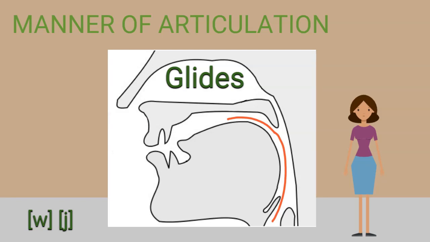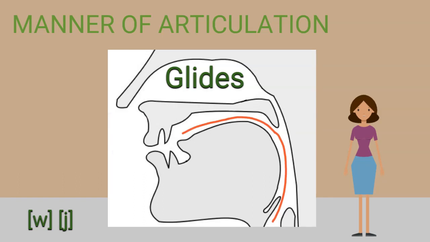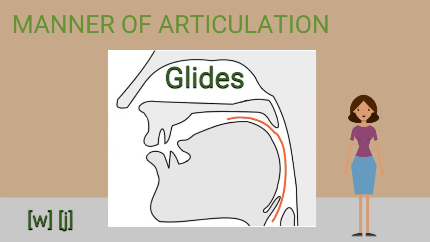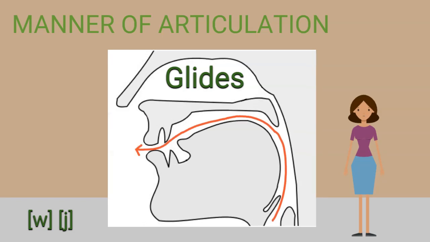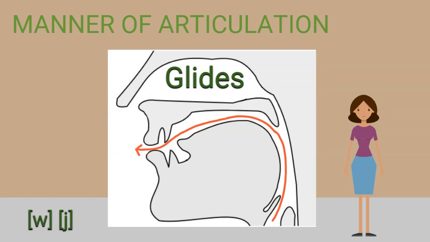The last manner of articulation is glides. Glides are made with only a slight closure of articulators. Glides are transitional sounds halfway between consonants and vowels. Sometimes they are called semi-vowels. We have w and y as glides.